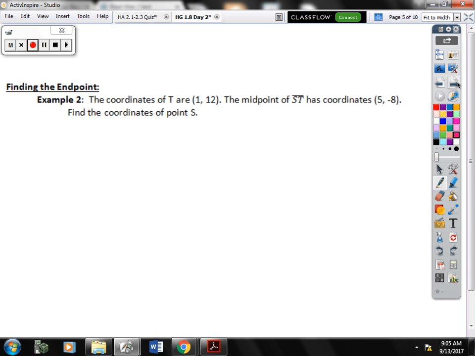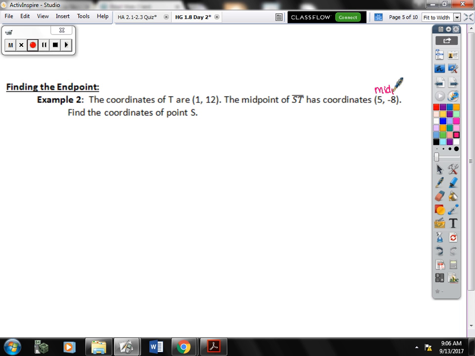Okay, let's do one more. So this one says the coordinates of T are 1, 12. The midpoint of ST has coordinates. Now, another way students will mess this up is that they won't read this, and they'll find the midpoint between these 2 points, just rushing. They'll use the midpoint formula like from yesterday. So just make sure that you read that this is the midpoint.